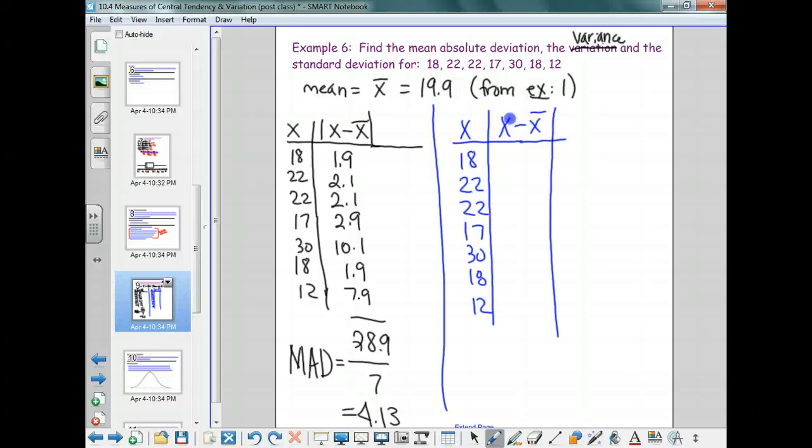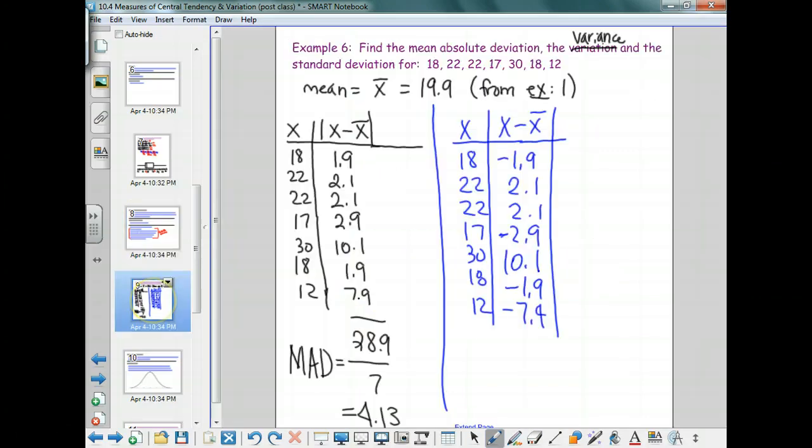So what is 18 minus 19.9? Negative 1.9. How about 22 minus 19.9? That one's positive 2.1, and we have a couple of them. Now we're going to have 17 minus 19.9. 30 minus 19.9. 18 minus 19.9. We already did that. And then 12 minus 19.9. Oh, 9, sorry, thank you. All right, so we're not adding these up, though. That's not the next step. What is step 3 supposed to do?